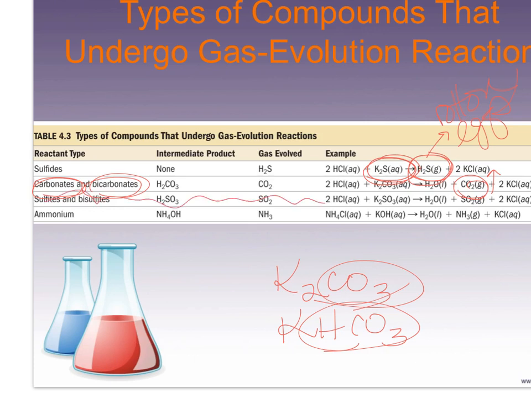Forget that, you don't have to do this sulfate one. That's not very common. Okay, so if you have ammonium as one component in a double replacement reaction, one of your products is going to be ammonia.